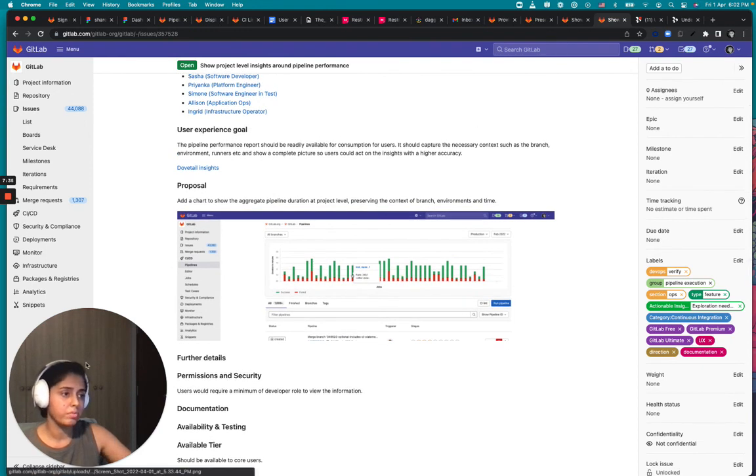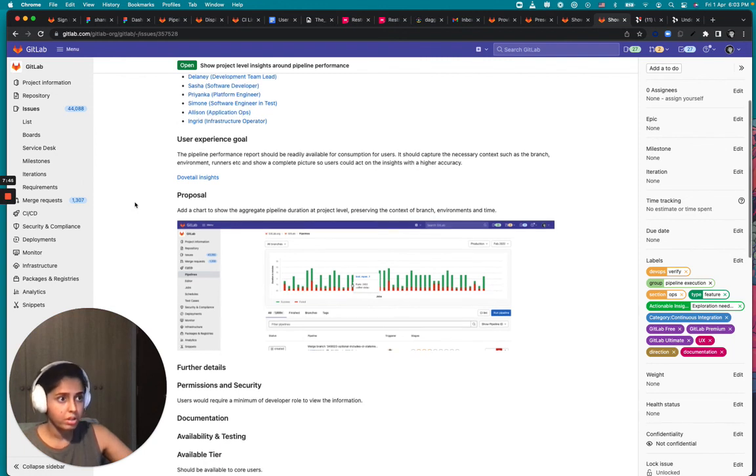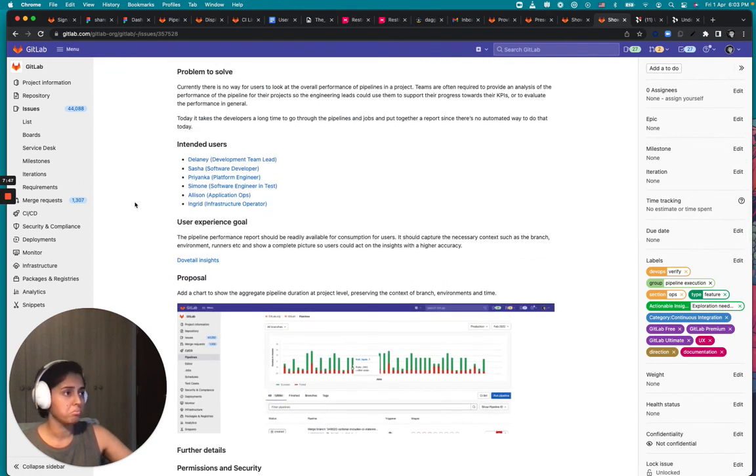And this would also give some single stat report information about the duration of the pipeline in general, the aggregate duration of the pipeline. So those are the simple data points that we can start off with, and we can develop them further as we go.